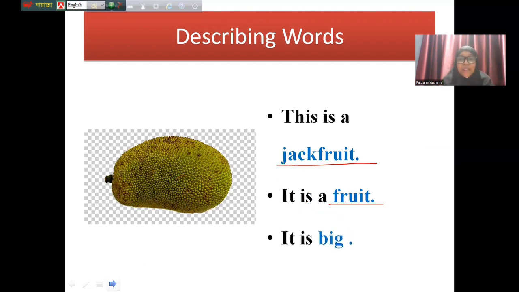And it is big, right? It's not small. It's one of the biggest fruits, right? So it is big. So this is a jackfruit. It is a fruit and it is big. Again, you can practice. This is a jackfruit. It is a fruit. It's not an animal. It's not transport. So it is a fruit and it is big.